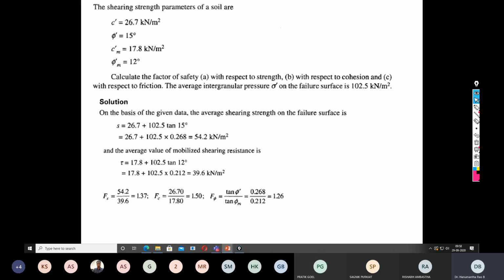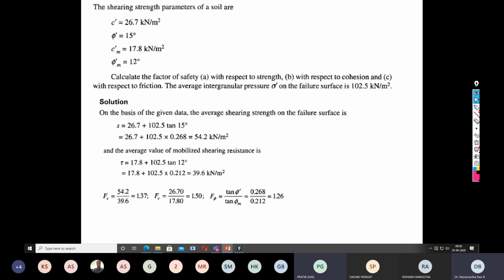Rather, we can interpret. See, for example, in this sum, we have stipulated guidelines. If you look at the IS code, the IS code says the minimum factor of safety with respect to strength is 1.5. Now, if I substitute 1.5 in the equation, can I back calculate the mobilized cohesion and mobilized angle of internal friction? Yes, that's what you need to do.